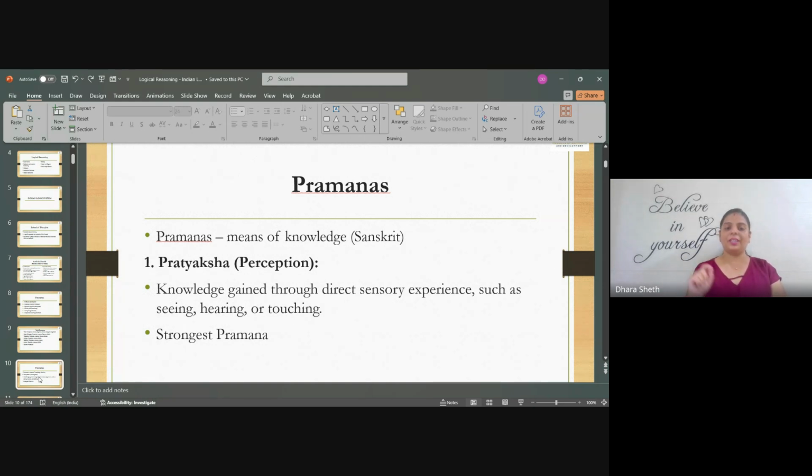In the Nyaya philosophy, or when it comes to knowledge, in the Indian logic system, praman is the means of acquiring or deriving knowledge. First praman is pratyaksh, perception. Knowledge gained through direct sensory experience, such as seeing, hearing, or touching, is the strongest praman. If there is knowledge derived by inference and there is knowledge derived by pratyaksh, pratyaksh is always considered stronger. For example, someone tells you that ABC person stole your book.